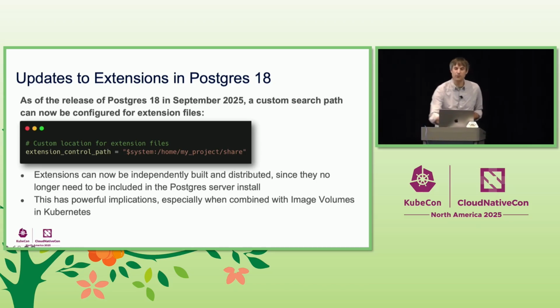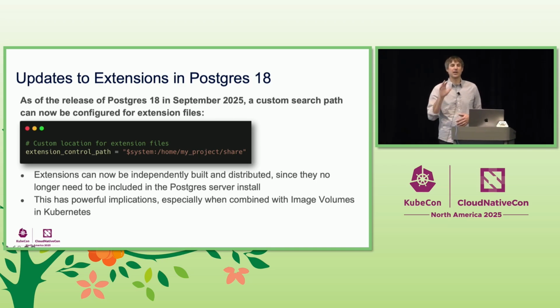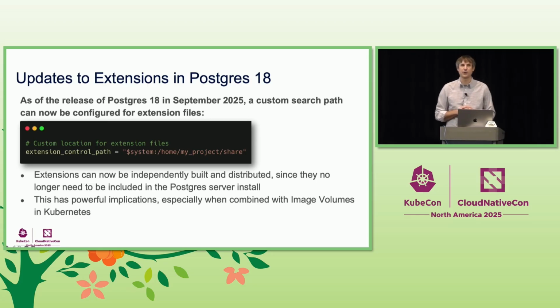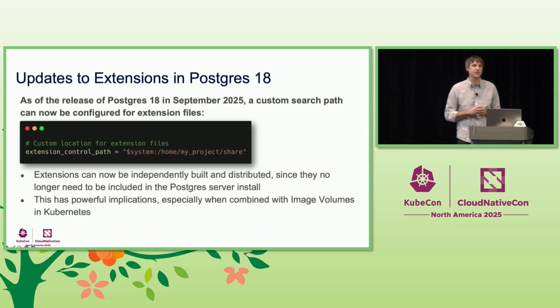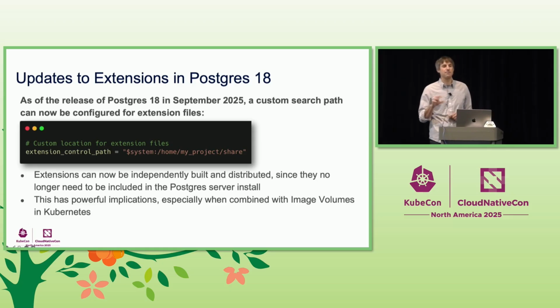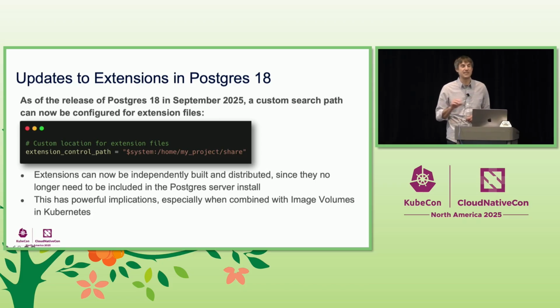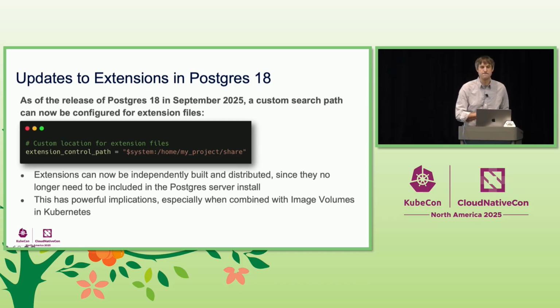And the big takeaway here is that there is no longer a single specific place on the Postgres server where extensions need to be installed. Instead, we can now tell Postgres to also look for extensions in additional user-defined locations. In other words, if I can mount a volume on a Postgres server containing extension files, then I can configure Postgres to look for extensions in that specific volume mount.